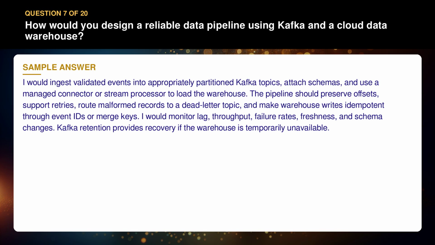The pipeline should preserve offsets, support retries, route malformed records to a dead letter topic, and make warehouse writes idempotent through event IDs or merge keys. I would monitor lag, throughput, failure rates, freshness, and schema changes. Kafka retention provides recovery if the warehouse is temporarily unavailable.